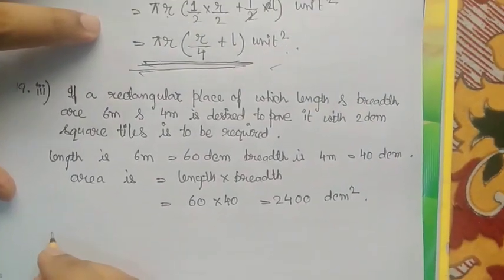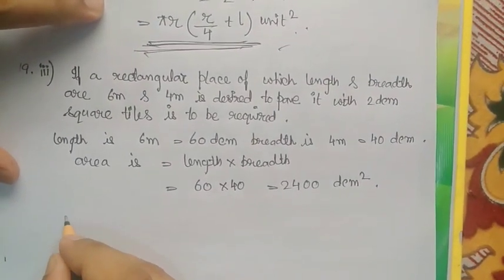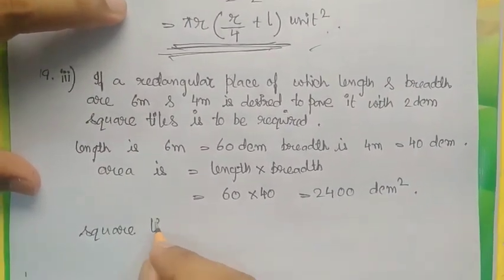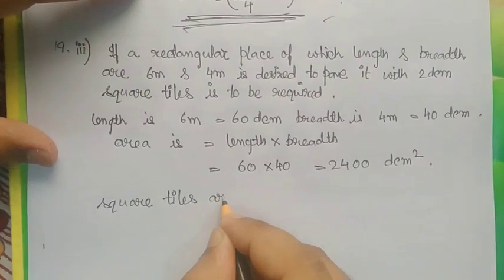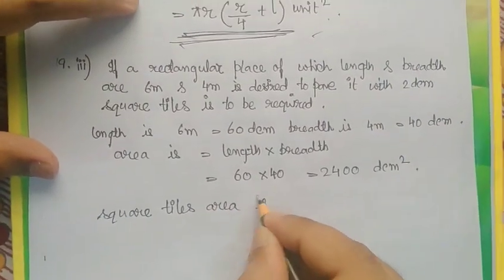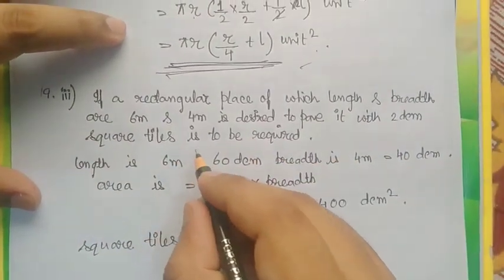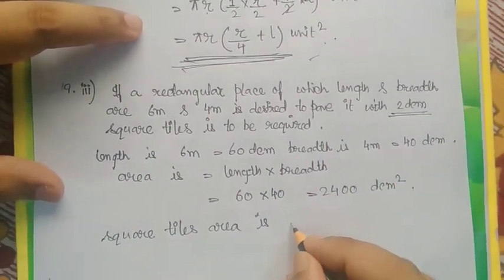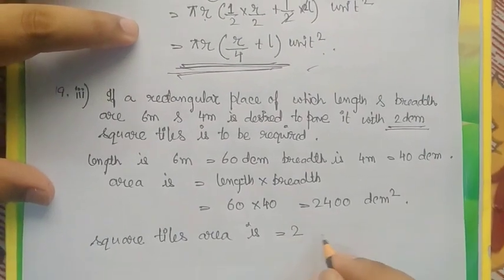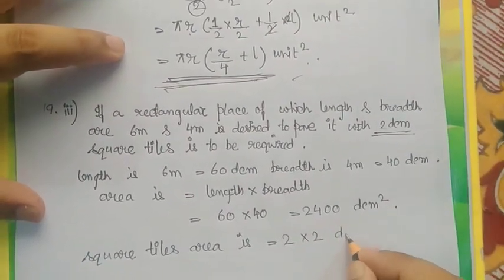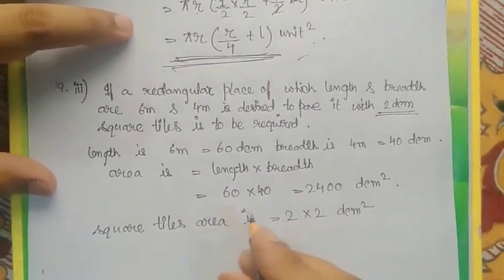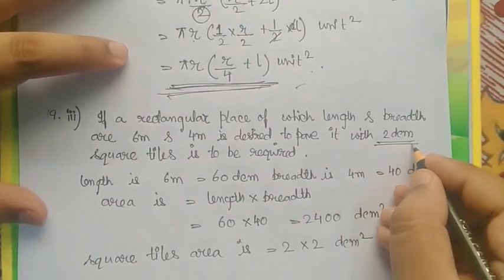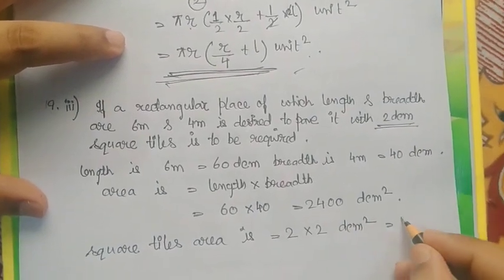Now square tiles area. It's given one of the square tiles, so one side of the square tile is 2 dcm, so therefore the area of the square tile means 2 into 2 dcm square. Why? Because the area of the square is side into side and its one side is given as 2 dcm, so therefore 2 into 2 equal to 4 dcm square.